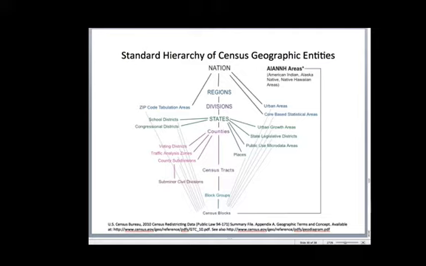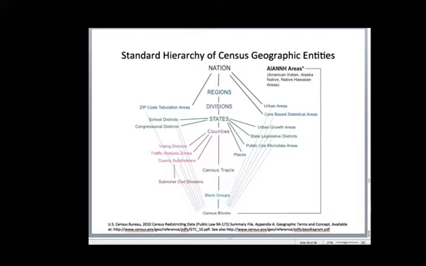standard hierarchy of the U.S. Census and how it defines geographic entities. The way in which the census defines geographic entities is used by many people for various purposes, both political purposes, for government purposes, as well as business purposes. So it's a very common way in which one will find geographic areas defined.